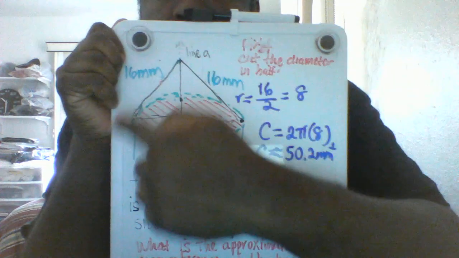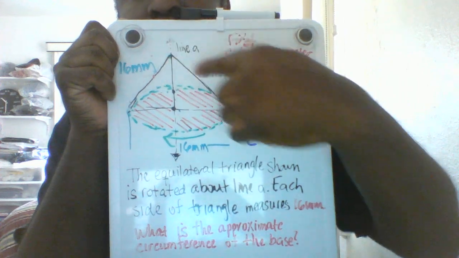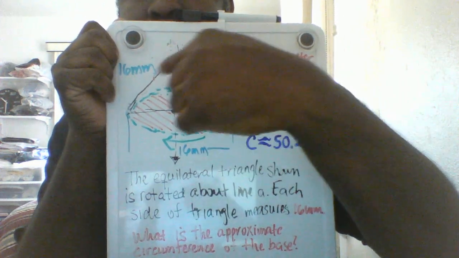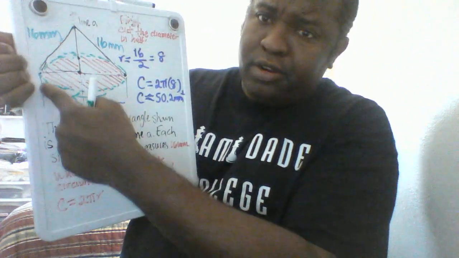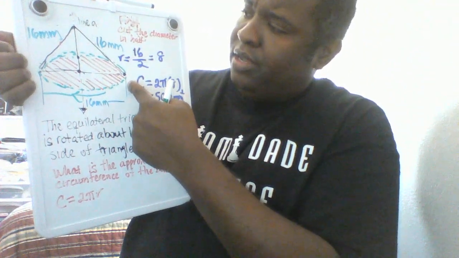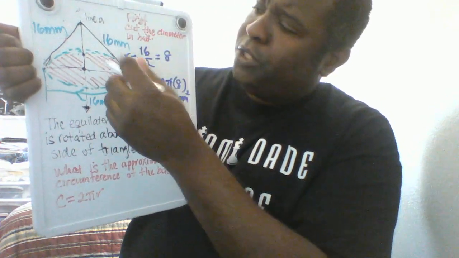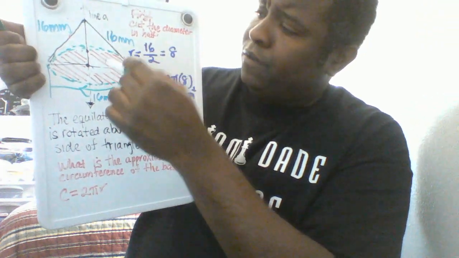So when we rotate it, as you can see, it becomes a circle again, right? But an equilateral means all these are what? The same. So this is 16, this is 16, the whole thing is 16, okay? So that means from here to here is 16, from there to there is 16, and from here to here is 16.